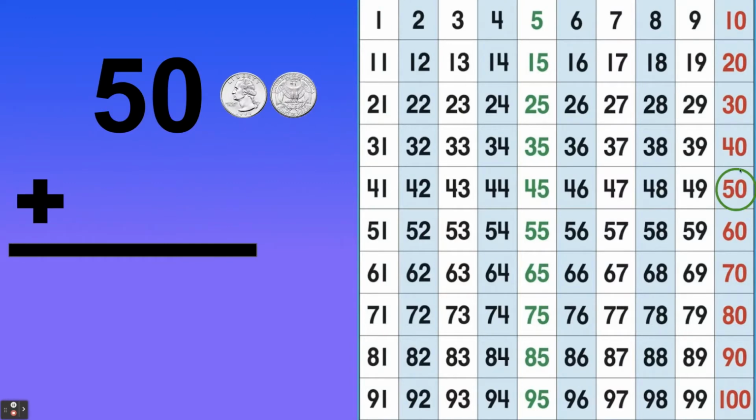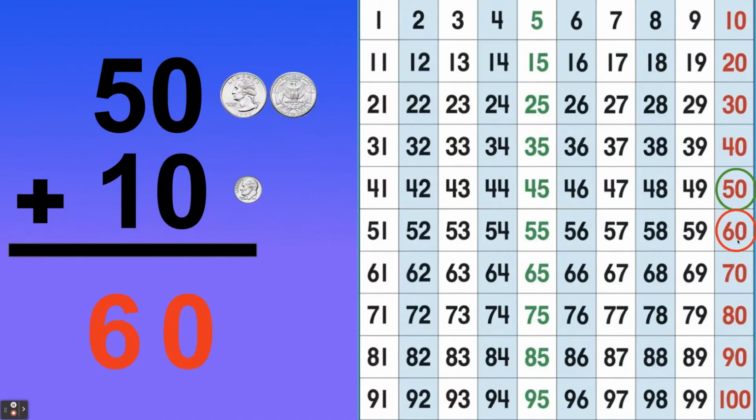Now, on this one, look, this is 2 quarters. 50 cents is when you have 2 quarters. And you notice that this number is ending with a 0. So 50 is over here on our chart. And it's still the same process. Add 10. We're going to put our finger on 50. Go one number down. 50 plus 10 is 60. Good. So if we have 50 cents and we add a dime, it's going to be 60 cents.